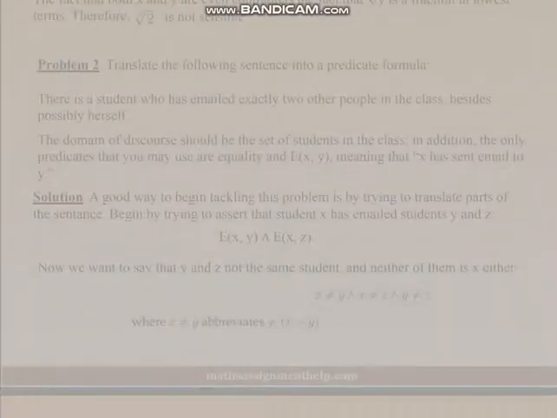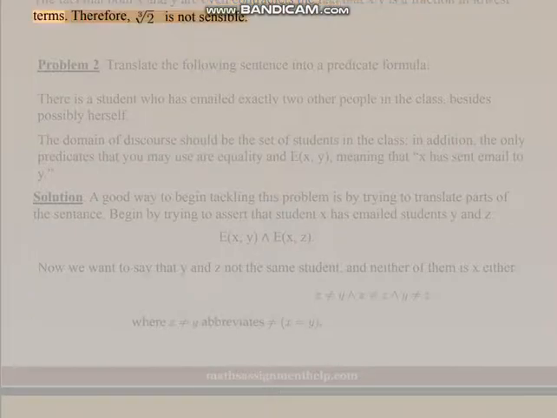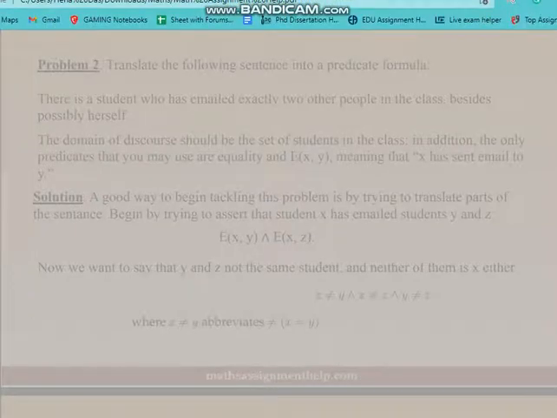The fact that both x and y are even contradicts the fact that x/y is a fraction in lowest terms. Therefore, the cube root of 2 is not sensible.